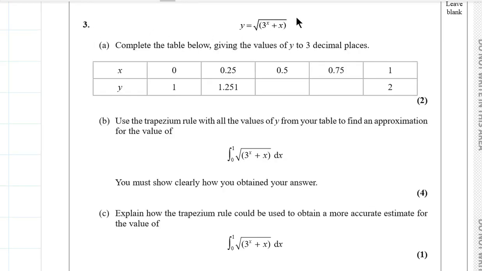3. y equals square root of 3 power x plus x. A. Complete the table below giving the values of y to 3 decimal places. Okay, it's a very simple part. These are the answers, okay.